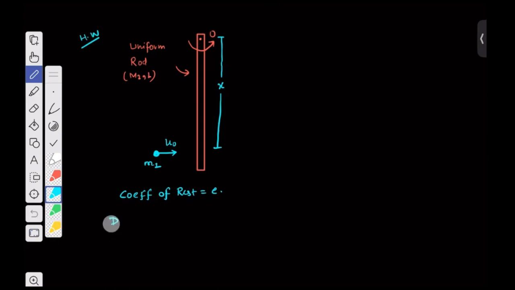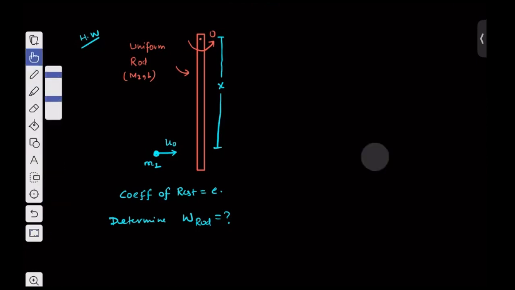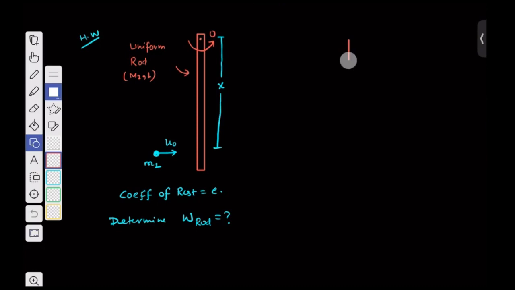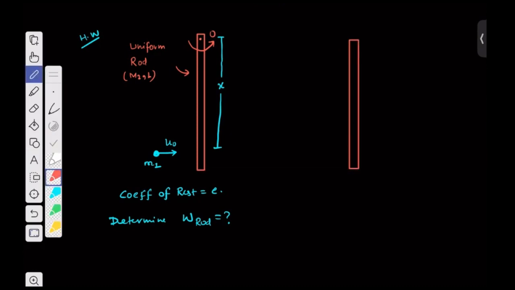So determine the angular speed of the rod just after the collision. One more question I'll give you, that I'll discuss in the next class tomorrow. Next, there's a rod placed on a smooth horizontal surface. Same rod, same mass, everything same. And this is the center of the mass of the rod.